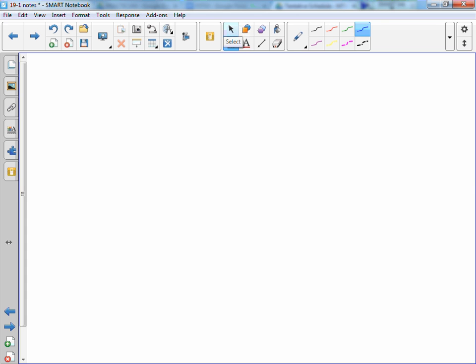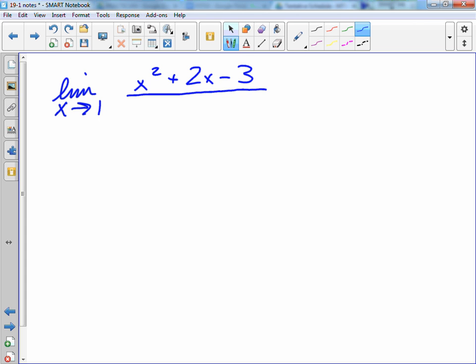Here's one. The limit as x approaches 1 of x squared plus 2x minus 3 over x squared minus 1. So no problem. We've just got a solid number here. This is great. We just plug in 1 squared plus 2 times 1 minus 3, over 1 squared minus 1. No biggie.